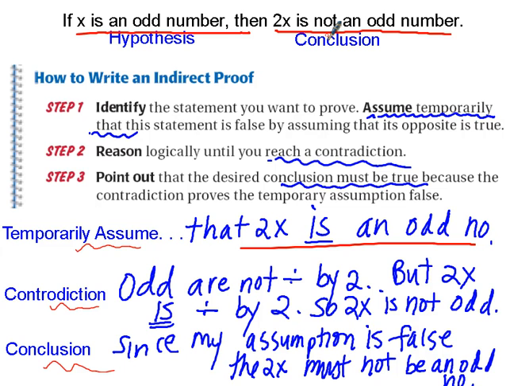And the contradiction: odd numbers are not divisible by 2. But 2x is divisible by 2, because if we divide 2x by 2, we get x. So 2x is not odd. Since my assumption is false, 2x must not be an odd number. Conclusion: the assumption is false. We assumed it was an odd number, but the assumption is false. 2x must not be an odd number. So that was an indirect proof proving that 2x must be an even number.